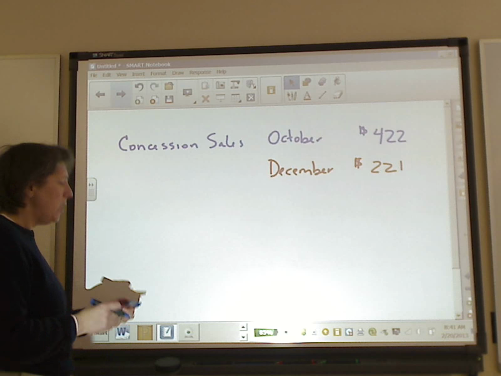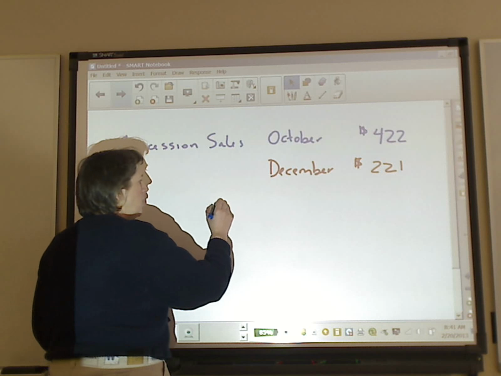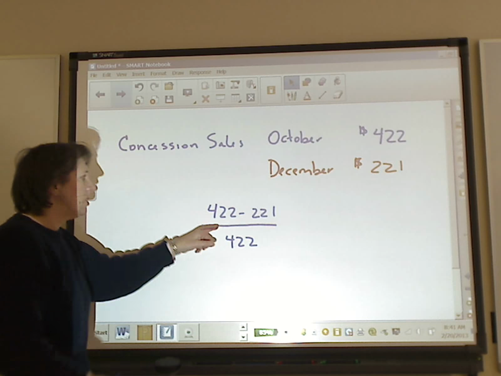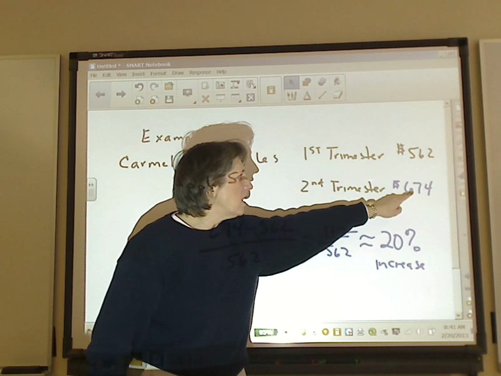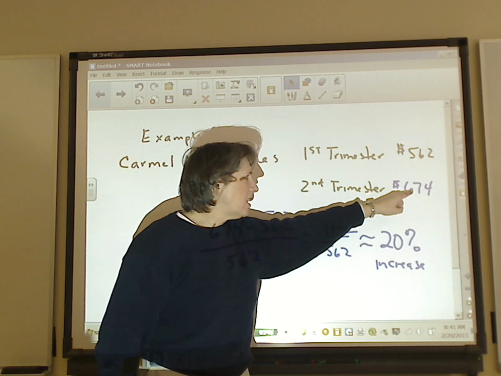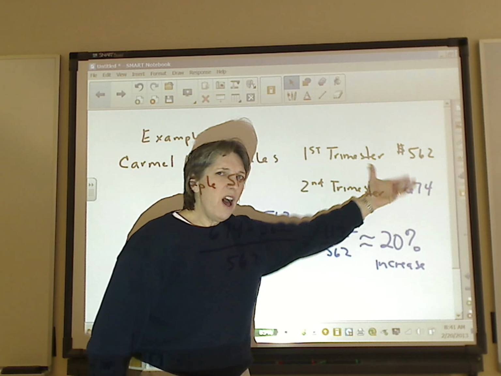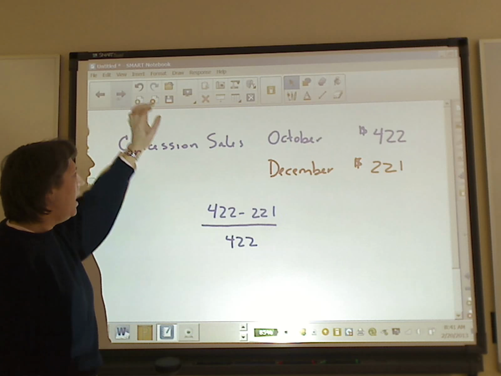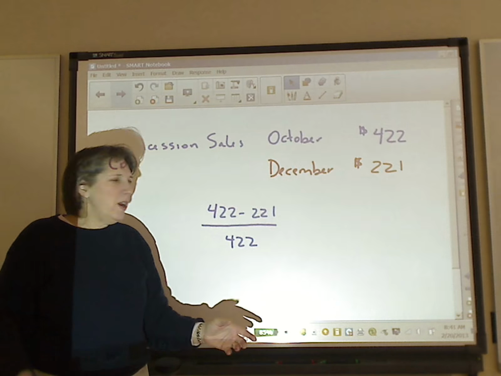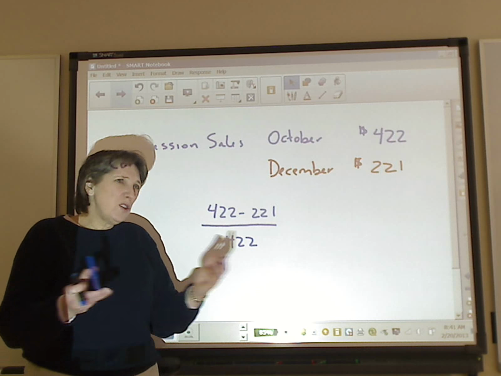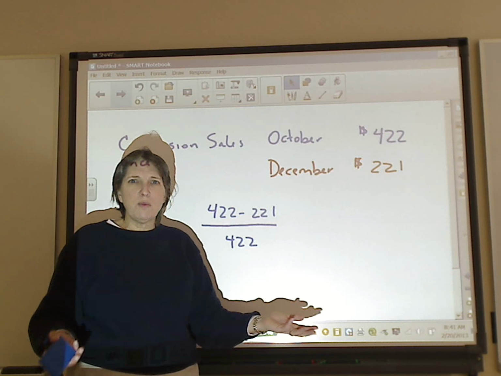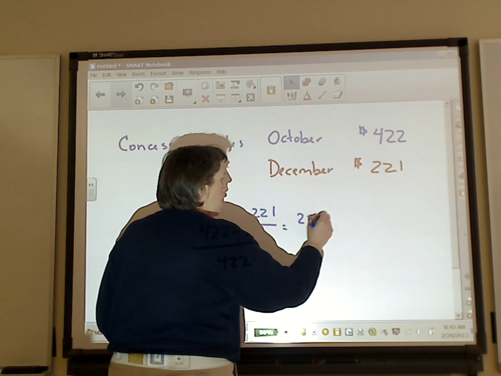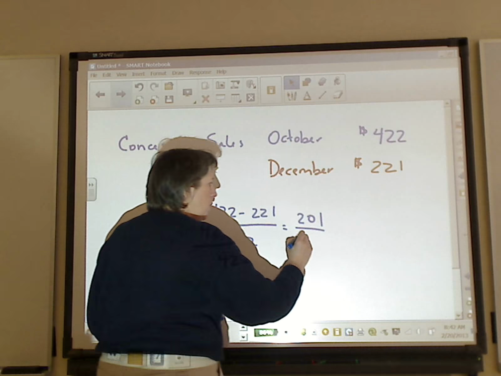Okay, welcome back. I'm going to do this one with you. Well, the first thing you're going to do is say 422 minus 221 over the original amount, which is 422. Now notice here, in this one, I subtracted 674 minus 562. The 674 came second, but that has nothing to do with when we find the numerator, the difference. It doesn't matter in the numerator. You just want to find the difference between the two. So you just subtract the two numbers like you normally would: larger number minus smaller number. When you get that, 422 minus 221, you get 201 over the original amount, which is 422.